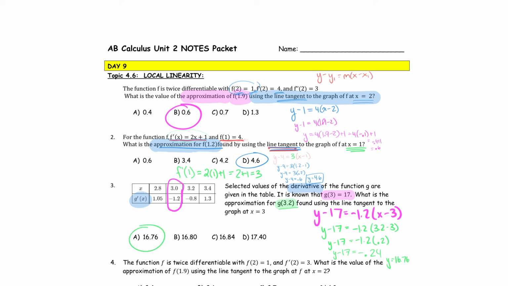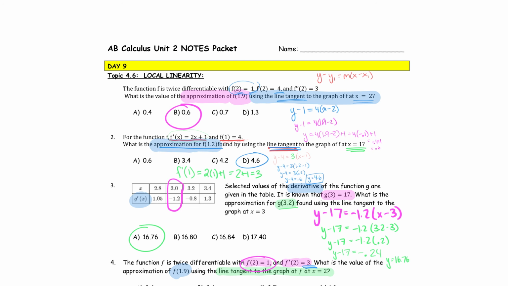All right, question number 4. The function is twice differentiable. They're giving us a couple of values. F of 2 is 1, f prime of 2 is 3. We want to approximate f of 1.9 using the line tangent at x equals 2. So let's start with our tangent line at x equals 2. So we will have y minus 1, so we're using the x and y, 2 and 1, equals the slope when x equals 2 is 3 times x minus 2.